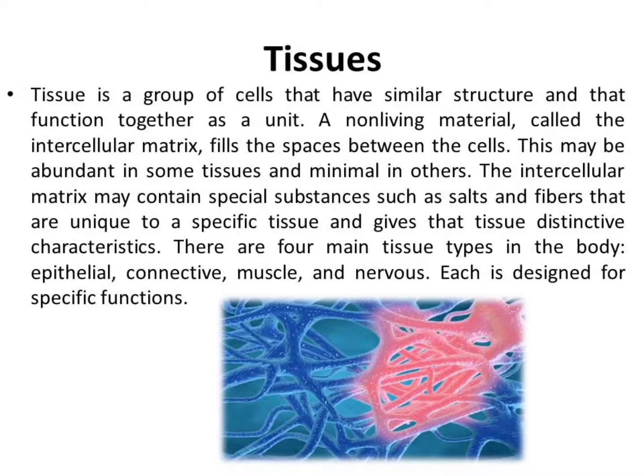There are four main tissue types in the body: epithelial, connective, muscle, and nervous. Each is designed for specific functions.